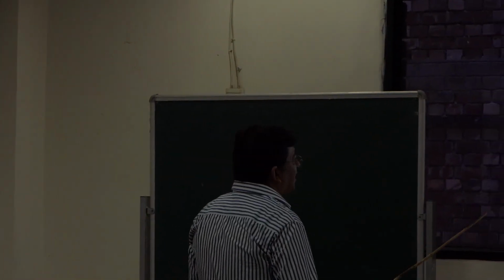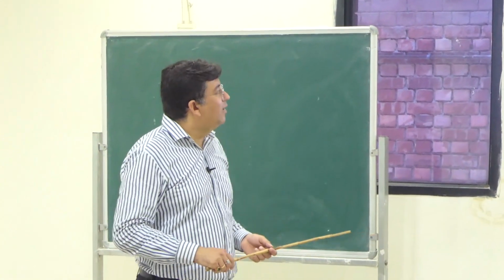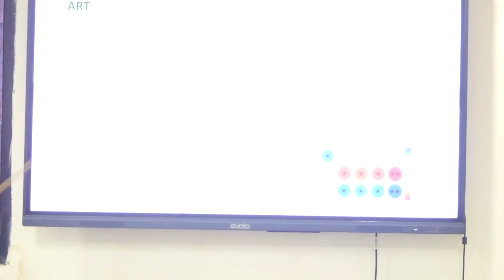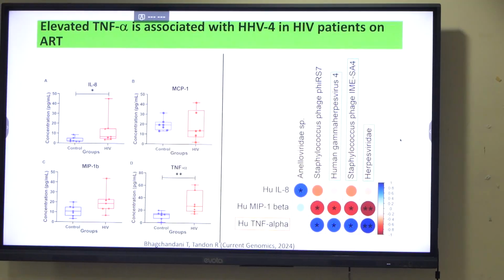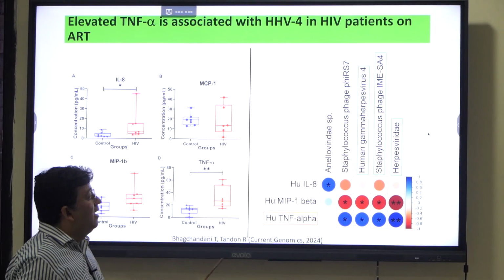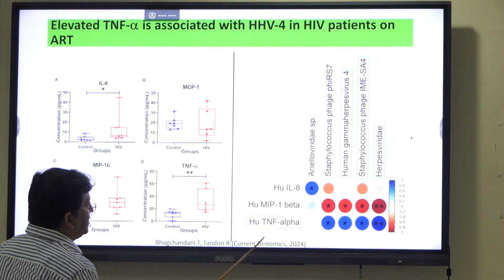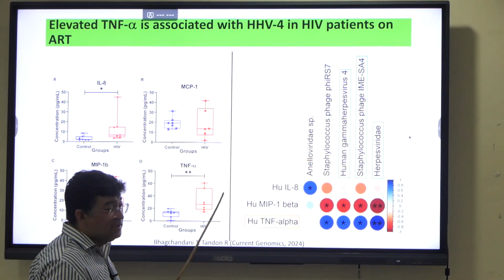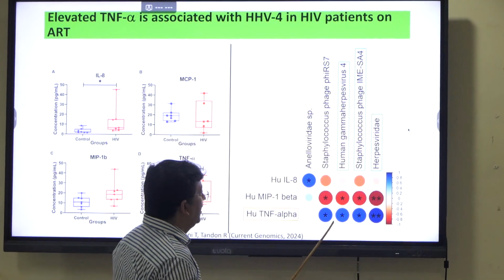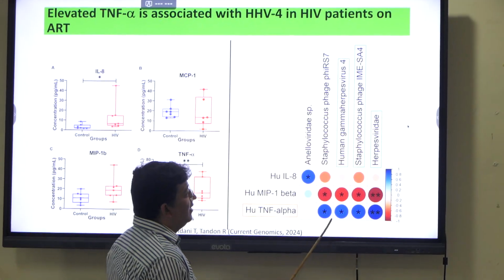And the other thing was the plasma pro-inflammatory cytokines. You see that IL-8 is elevated in HIV infected people who are on antiretroviral therapy. TNF-alpha is again elevated here. And when we try to correlate various viruses with plasma pro-inflammatory cytokines, you see that human gamma herpesvirus 4 is again positively correlated with TNF-alpha.